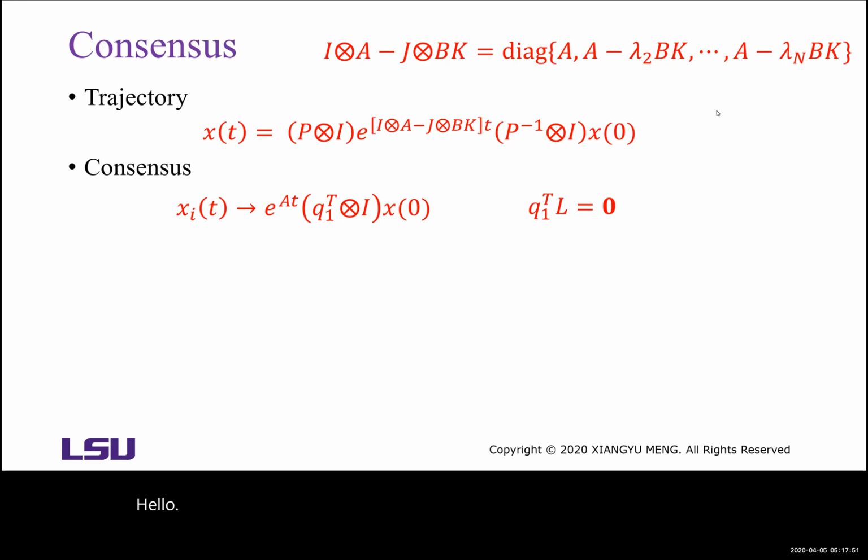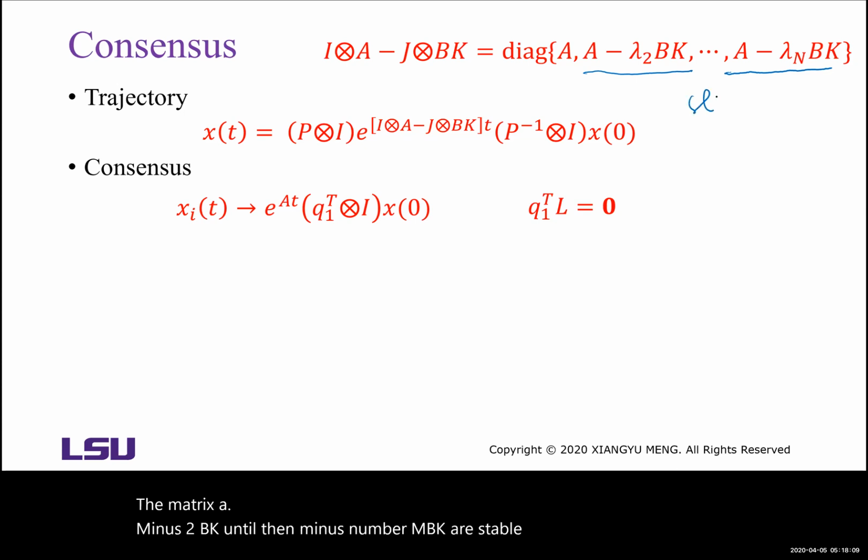So in our last lecture, we discussed how to design the control gain K so that the matrices A minus lambda 2 BK until A minus lambda n BK are stable matrices.